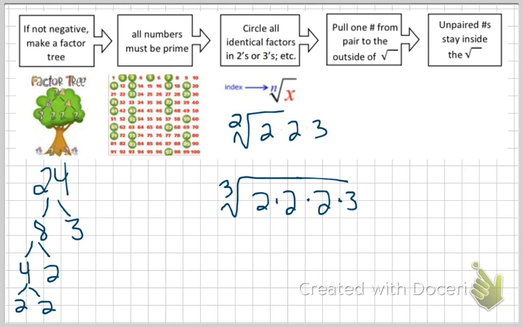Once we have them in groups or in pairs, we're going to pull one of them out, and it's going to be outside of the radical symbol. So here, I'm going to go back to this example. Since I have a pair of 2s, I'm going to pull that 2 out, and it's going to go outside of the square root. Then we're going to have the symbol. Whatever number did not get paired is going to stay on the inside of the radical, and that is how we will write our final answer.